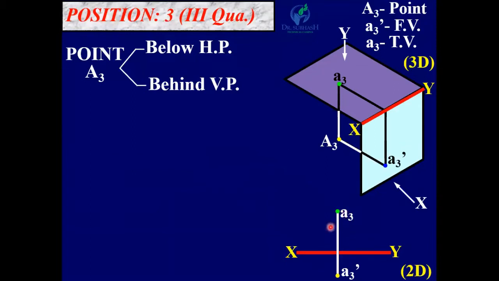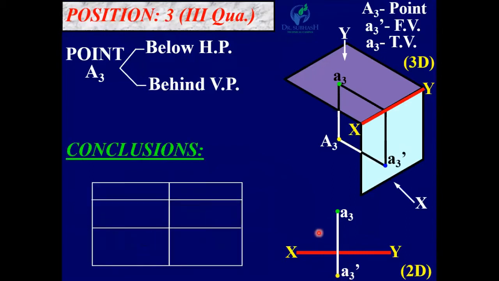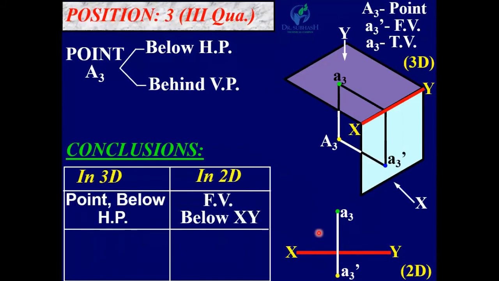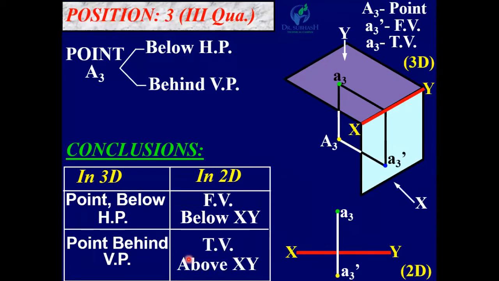A3. So here in this case, top view is above XY line and front view is below XY line. So conclusion, in 3D, point below HP, front view below XY, point behind VP, its top view above XY line. Okay. Now let us see next position.